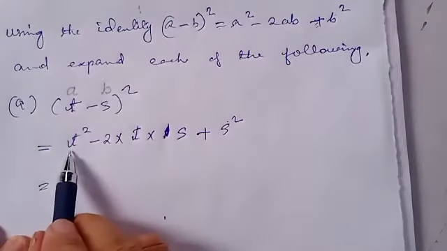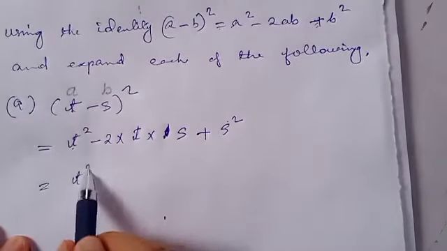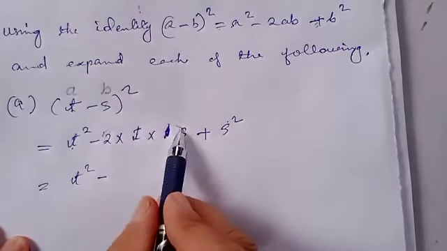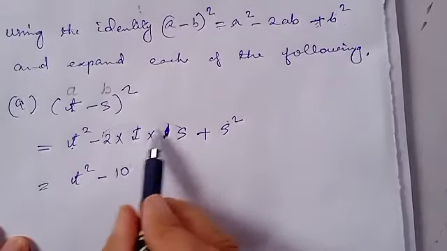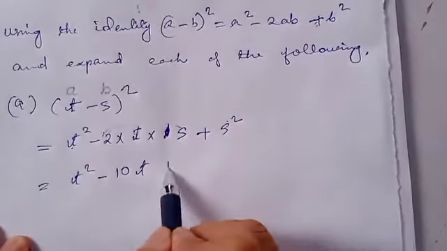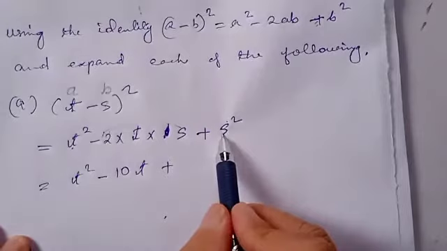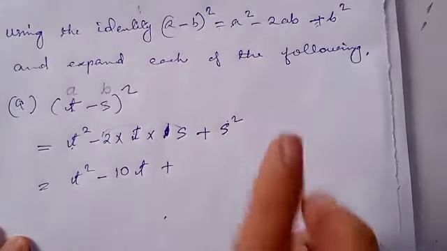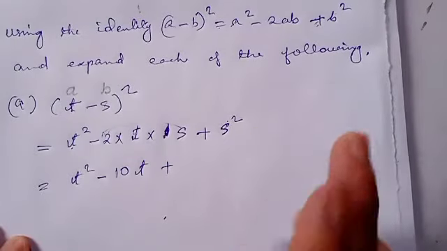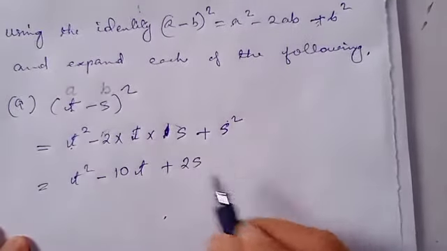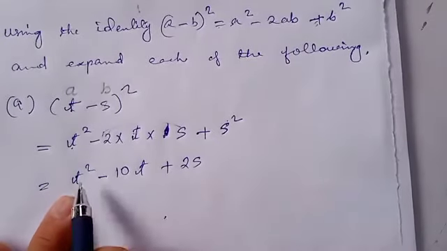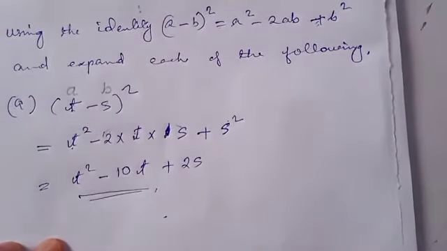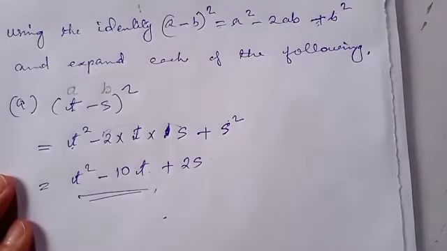Okay, then t square minus, here we have number, we have 2 and 5, so 2 fives are 10, t we have only 1, plus number we have, last one, 5 square. 5 square means we have to multiply 2 times, that is 5 into 5, so 5 fives are 25, okay? It has no like term, first one t square, second only t, third only number, it has no like term, so this will be the answer. We cannot add, we cannot subtract for unlike term, right?